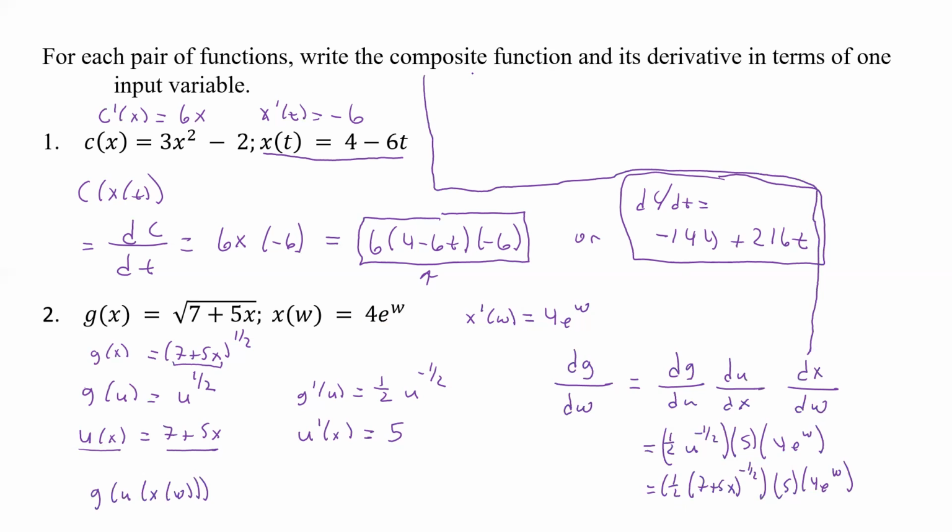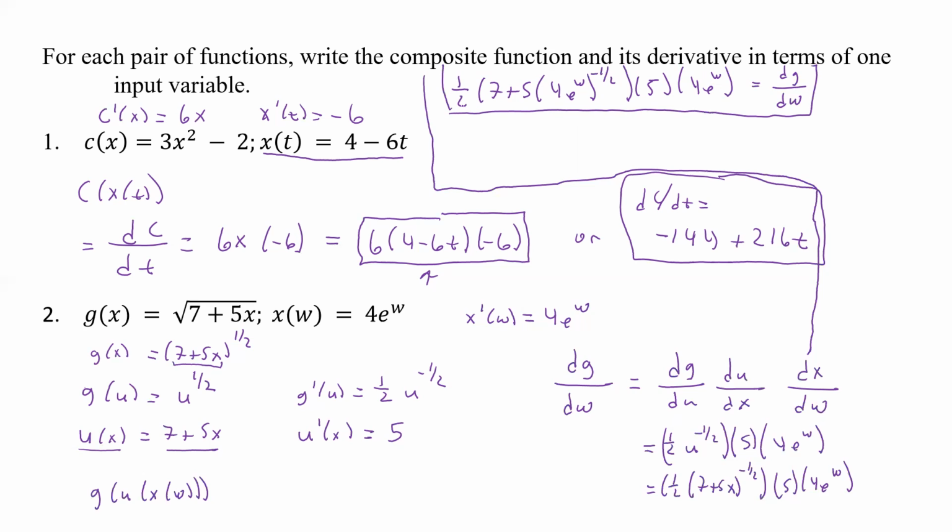And so now I'm going to move up here. And so now I have my 1 half, and then I have 7 plus 5x, which is now 4e to the w to the negative 1 half, and then parenthesis, and then times 5 times 4e to the w. Okay, so now at this point, we do have our dg dw. So that really is dg dw. And again, this is the very most basic form of it. We haven't simplified or anything. That's what we would call probably our initial answer that we would give.